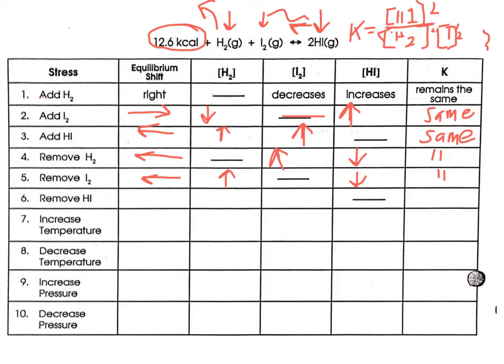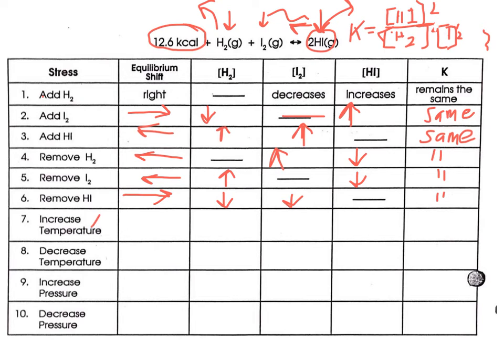Okay, well now what if I remove some of the product? If I remove the product, the equilibrium is going to shift to the right to make up for that. H2 will be consumed, I2 will be consumed, and the equilibrium constant will stay the same.